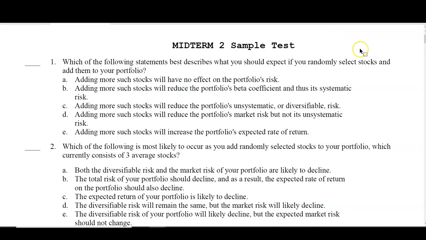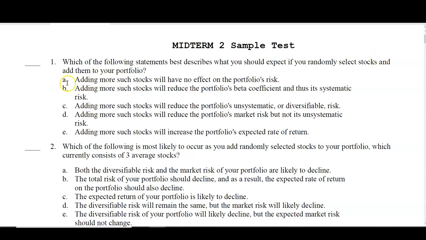All right, so for the first question, it is asking us which of the following statements best describes what you should expect if you randomly select stocks and add them to your portfolio. Okay, this is testing us on risk diversification knowledge. If you recall the graph we learned, the total risk decreases when we add more and more stocks in the portfolio, because the upper part, the diversifiable risk, decreases, and the bottom part, the market risk, does not change when you add more stocks.